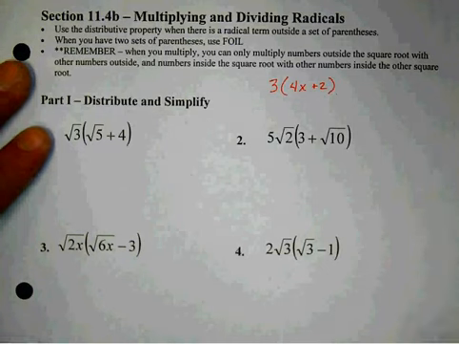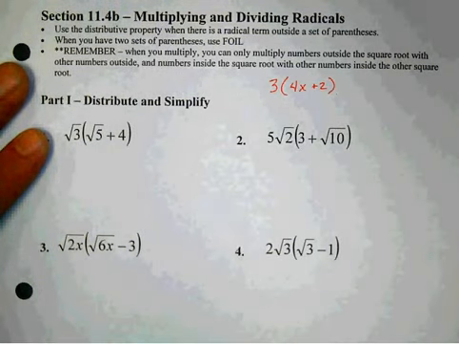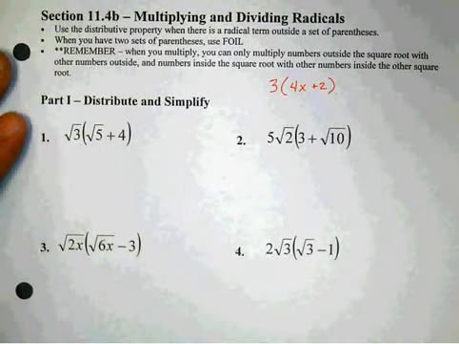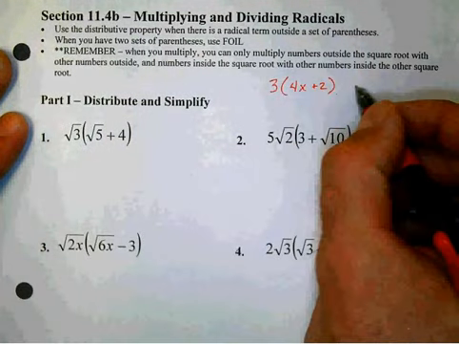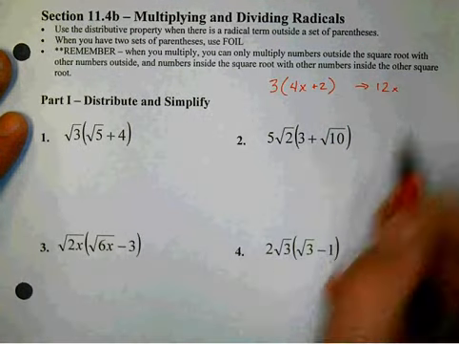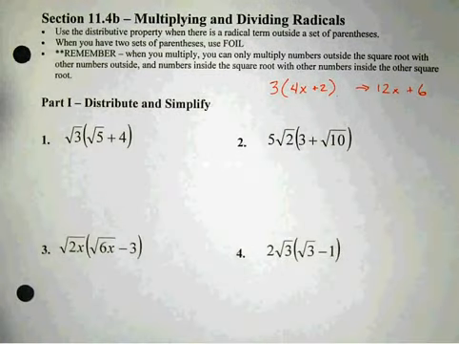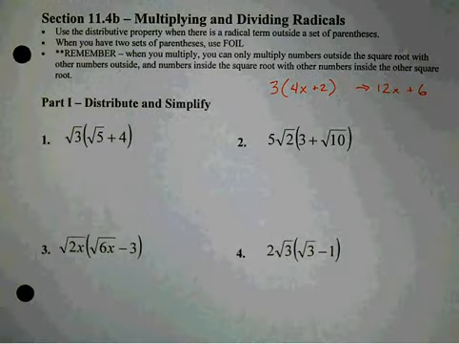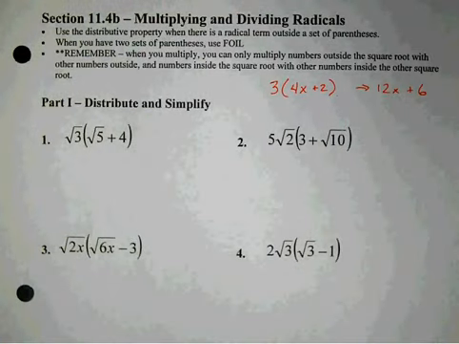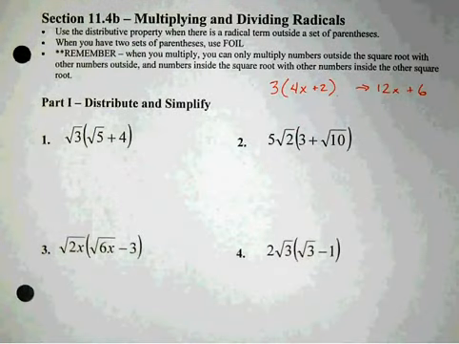What did we learn months ago? What do you do with that 3? Yeah. So 3 times 4x is 12x, and 3 times 2 is 6. You guys are so comfortable with that that you don't even think about distributing.